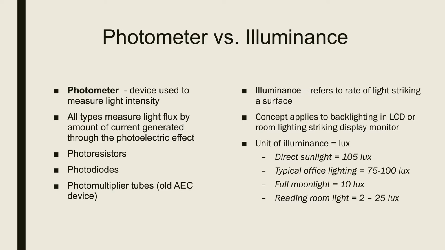When you look at the unit of illuminance, the lux, direct sunlight is 10^5 lux. When you compare that to typical office lighting, which is 75 to 100 lux, you can see that it's pretty close to direct sunlight. I always think of typical office lighting, or lux, as similar to light bulb watts. Full moonlight is 10 lux. And when you get to a radiologist reading room, they're operating at 2 to 25 lux. So it's a very dark room.